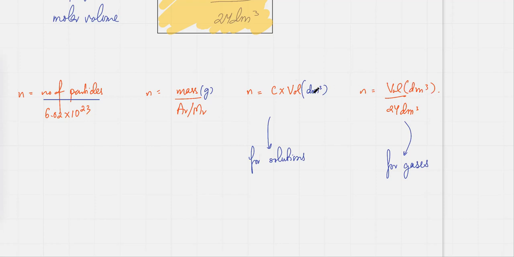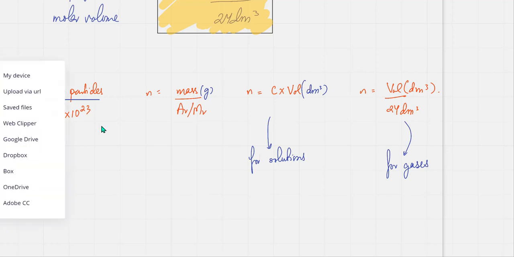Okay, so you've got these four formulas and you're just going to use those four formulas. And the rest is the same: once the moles of one substance are found, you'll find the moles of all the other substances. So, in a second, right here.